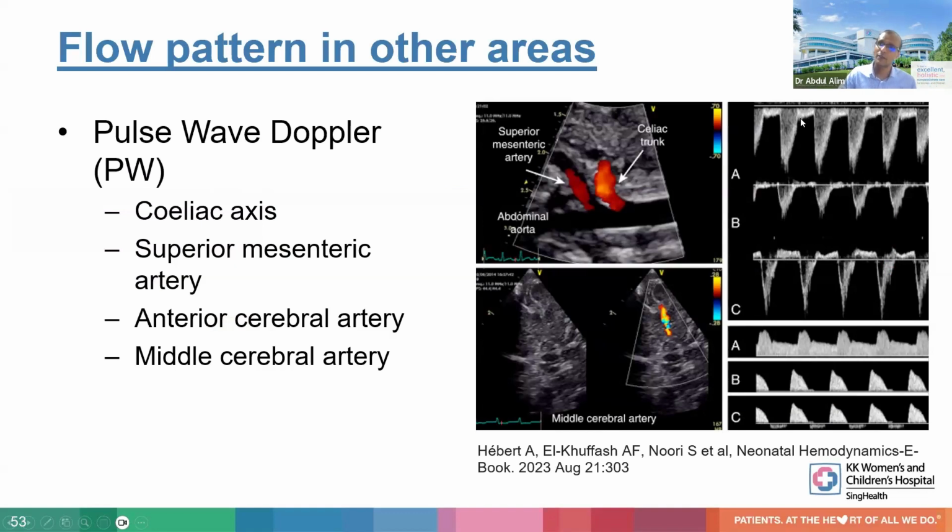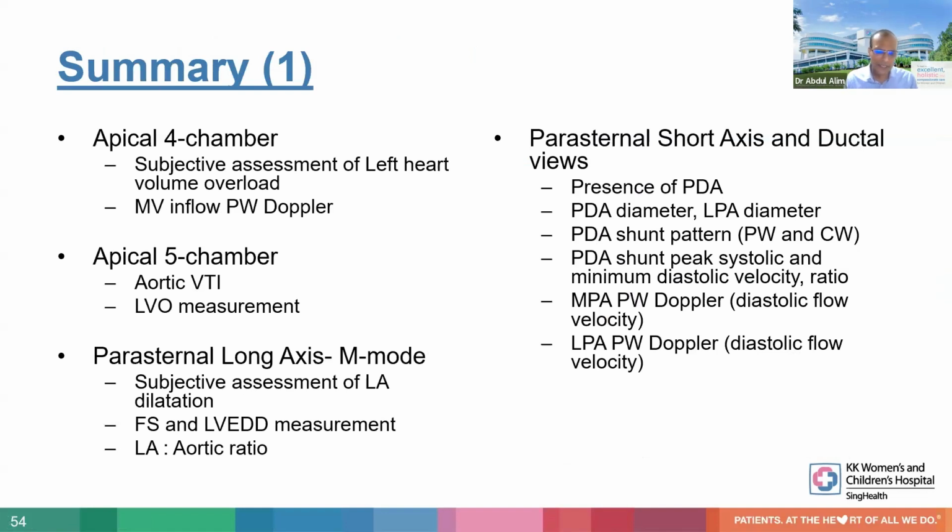On the top picture, it is a positive forward flow, absent end diastolic flow. And then the third, C, is the reversal of the end diastolic flow. Likewise, in the middle cerebral artery, A is normal flow, B absent end diastolic flow, C reversed end diastolic flow. So the absent and reversed flow indicates that there is a hemodynamically significant PDA. Okay, so that's the common hemodynamic measurement and PDA indices.